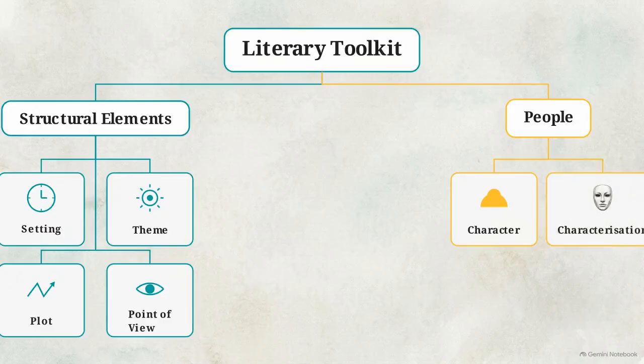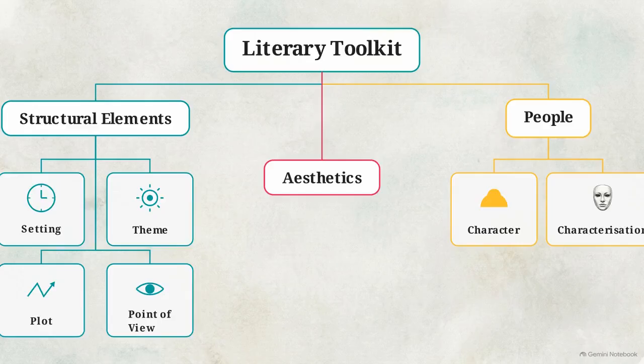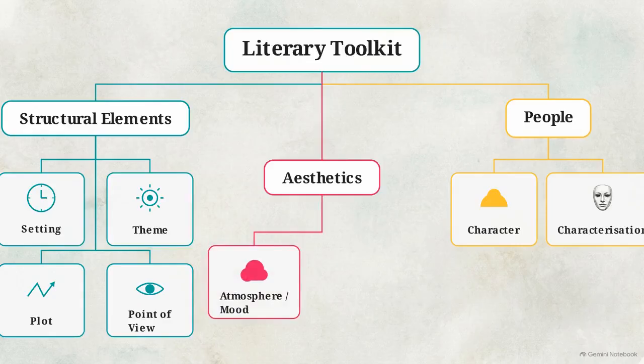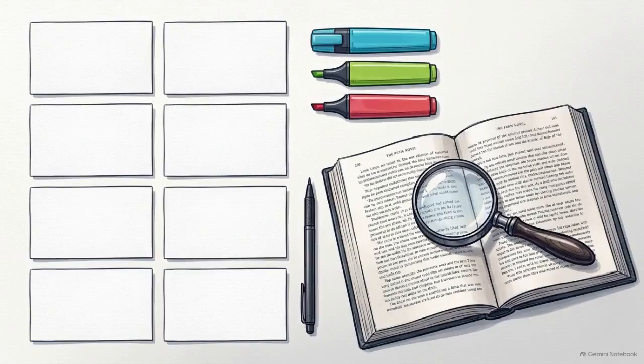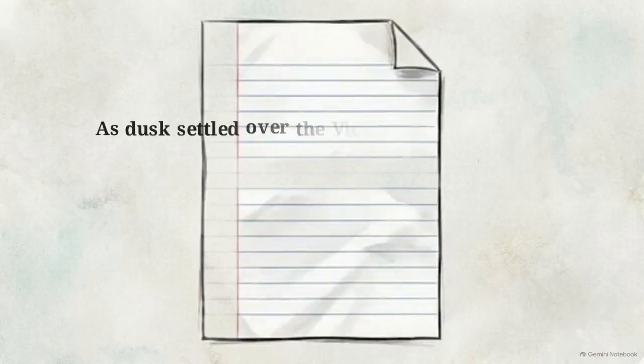Finally, we add the aesthetic elements to the matrix. This includes the atmosphere or mood, the emotional condition of the scene, and figurative language, encompassing comparative devices like metaphors, similes, and vivid imagery. These 8 tools form the essential baseline vocabulary required to critically analyze and discuss any piece of literature. Let's observe these tools in practice.